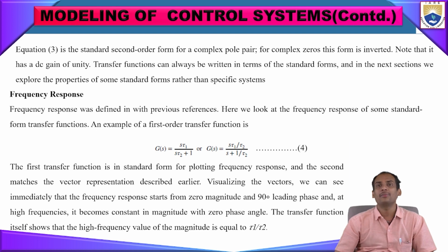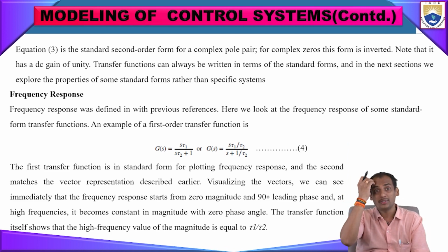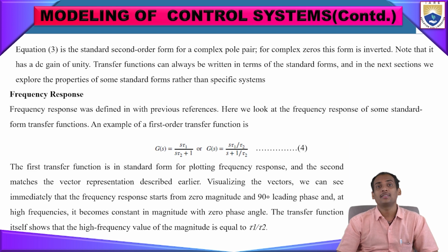So the transfer function will always be written in terms of standard forms, and then we will see the frequency responses also. The frequency response was defined in the previous references. Here we look at the frequency response of some standard form of equation. Suppose G of s is s tau 1 by (s tau 2 plus 1), and if you write it with tau 2 common, then the first transfer function is in standard form for plotting frequency response, and the second matches the vector representation.